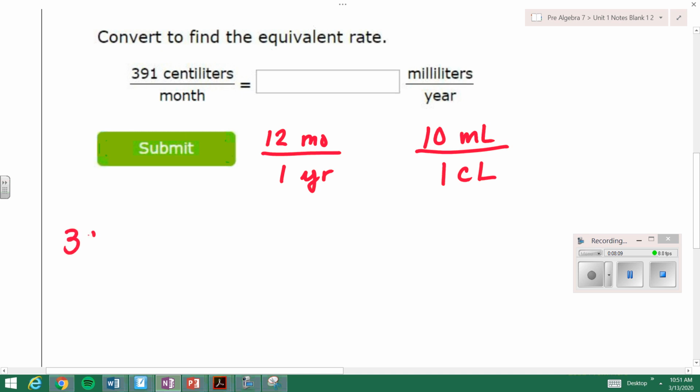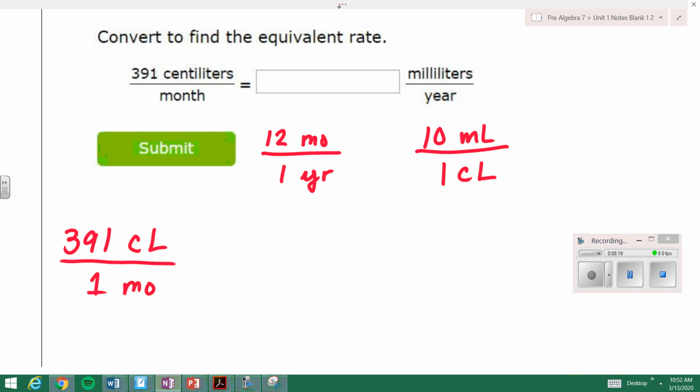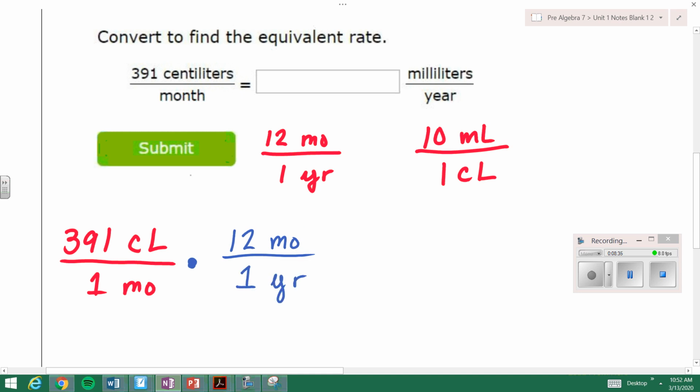So start out with the ratio, the fraction it gives me. 391 centiliters every 1 month. And I'm going to have to multiply. First of all, I want to change the months into years. And this one, I actually already wrote the fraction in the correct way. 12 months in 1 year. I am multiplying, in essence, this thing by 12 because there are 12 months in a year, okay? So the months here is going to be able to cancel out. And if I made this calculation, I would be in centiliters per year.